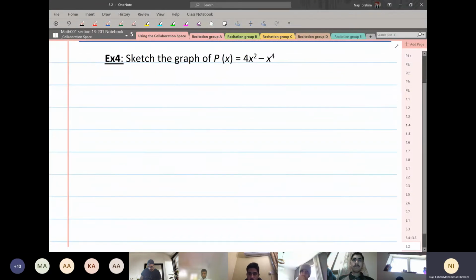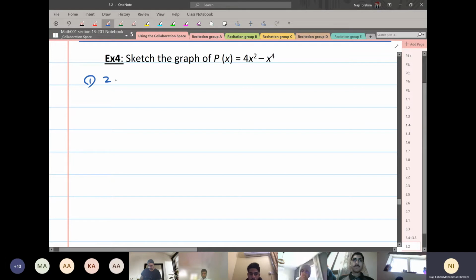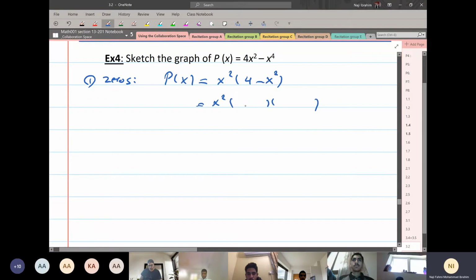What does he say here? Sketch the graph of p of x equals 4x squared minus x to the power 4. The first thing that we should do is what now? To find the zeros. How can I find the zeros here? We have to factor. So can I factor this one? Can I take a common factor here, which is x squared? What should I write inside now? 4 minus x squared. Can we factor more? We have to say 2 minus x and 2 plus x.